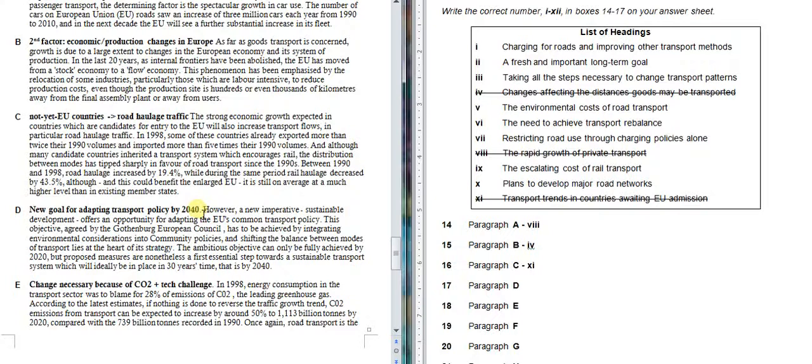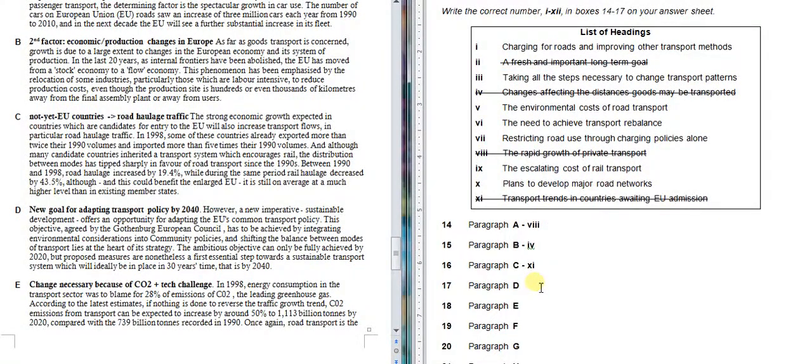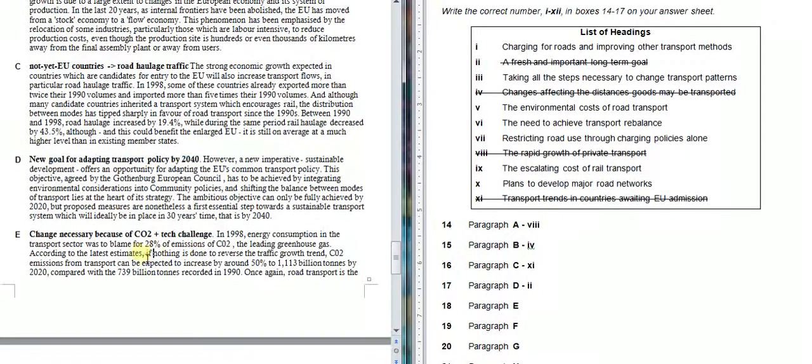Now D, new goal for adapting transport policy by 2040. Here we go. A fresh and important long-term goal. That's perfect. Good. Very nice. Change necessary because of CO2 and tech challenge. Well, environmental. Yeah, this seems to match up.